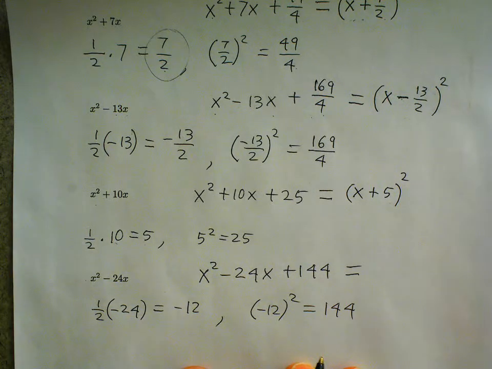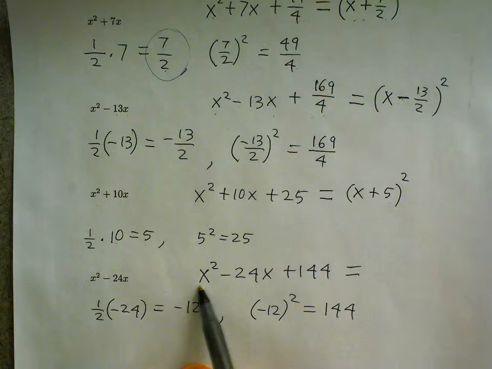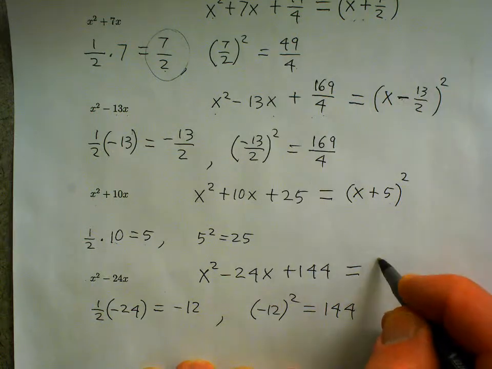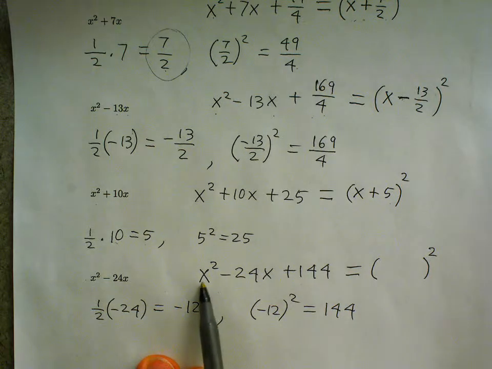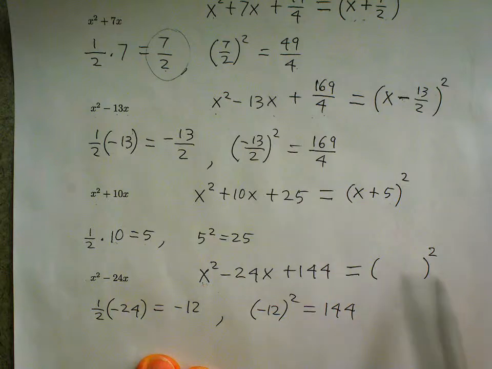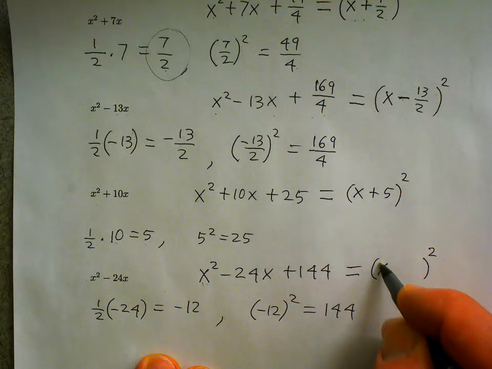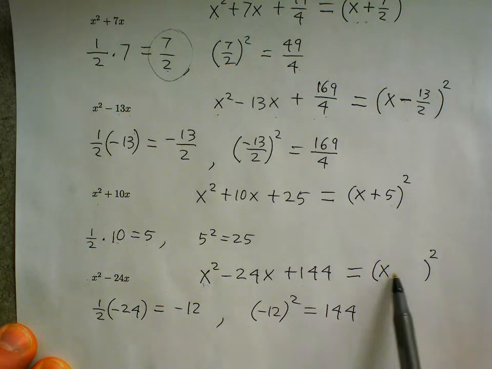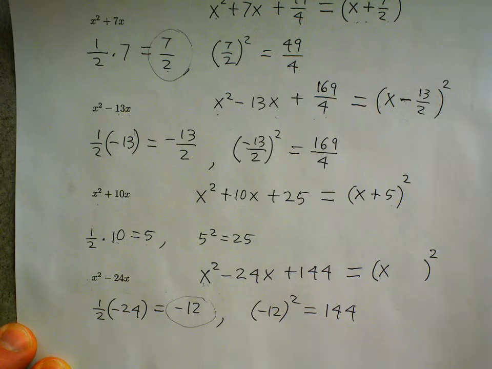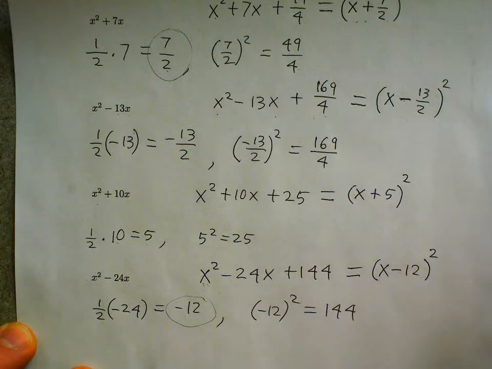And then in factored form, the perfect square trinomial is equal to a binomial squared. Since the trinomial has 1x squared, the binomial has to have x. And the number that follows x inside the parentheses is the same number we got when we took 1/2 of negative 24. That number is negative 12, so inside the parentheses, it's x minus 12, quantity squared.